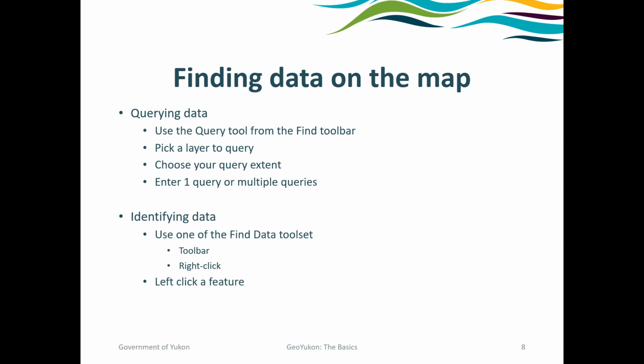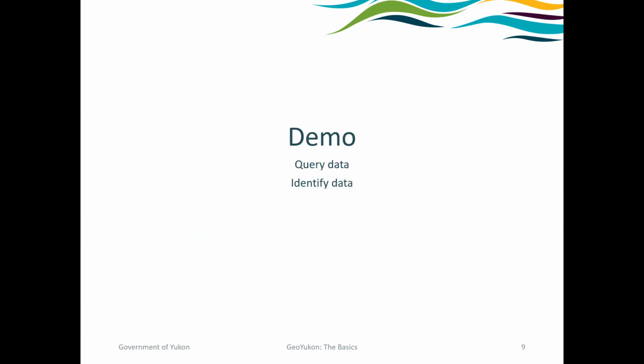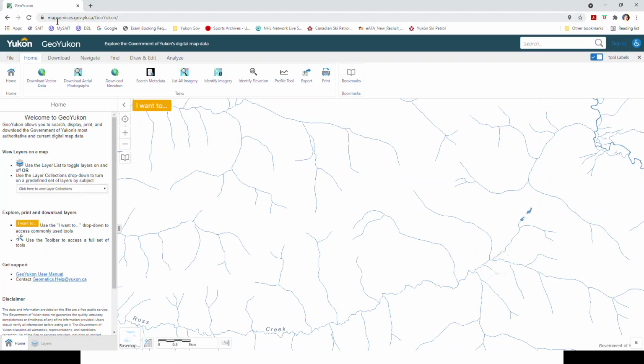The other way to find data is to identify it. There's a find data tool in the toolbar. It's called find data. Or you can right click. Once you display a layer, you can right click and it'll bring up information. Or you can simply left click a feature. I will now demonstrate how to query and identify data. So we'll refresh.